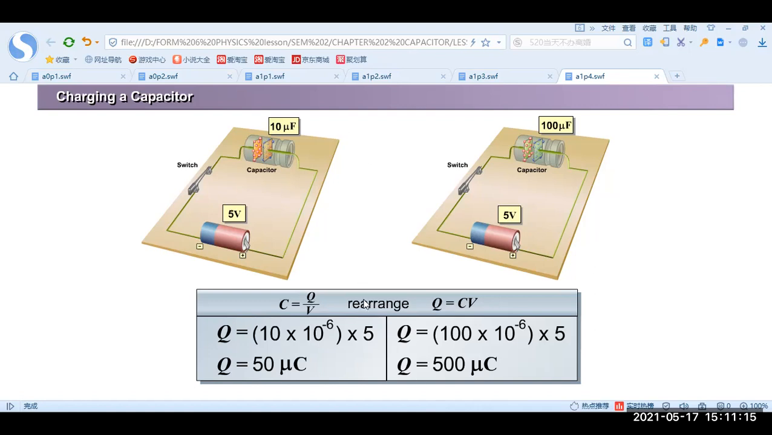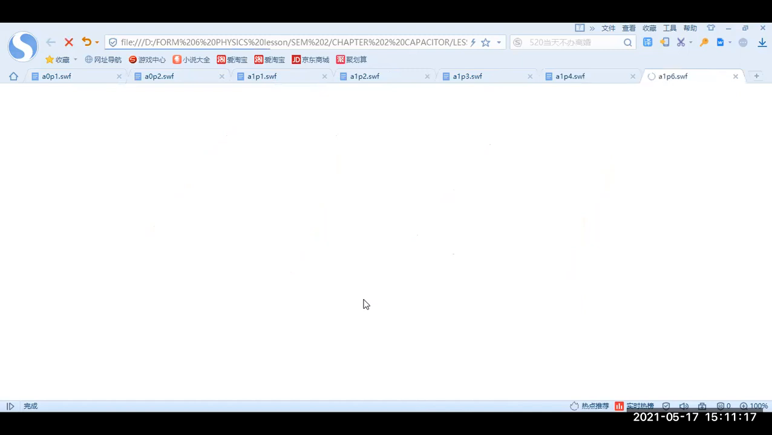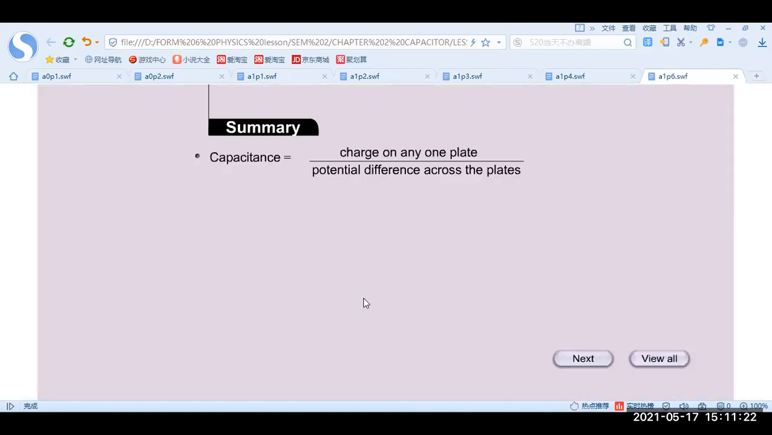As a conclusion, we can say that the capacitance is equal to the charge on any one plate divided by the potential difference across the plates. That means C equals Q over V.